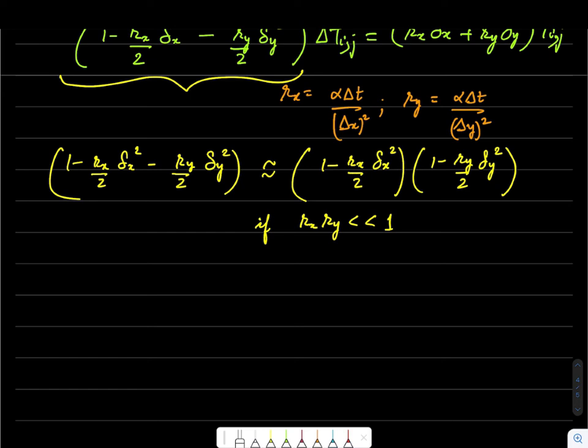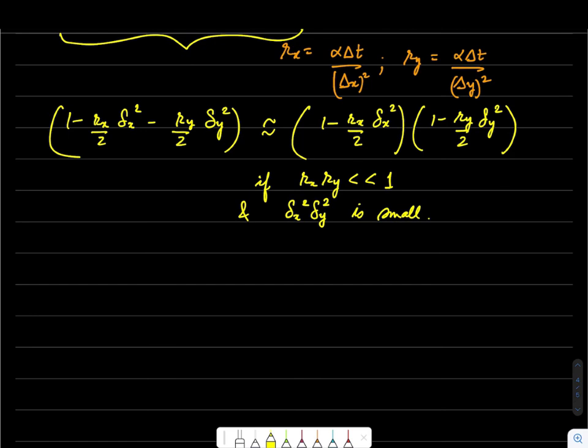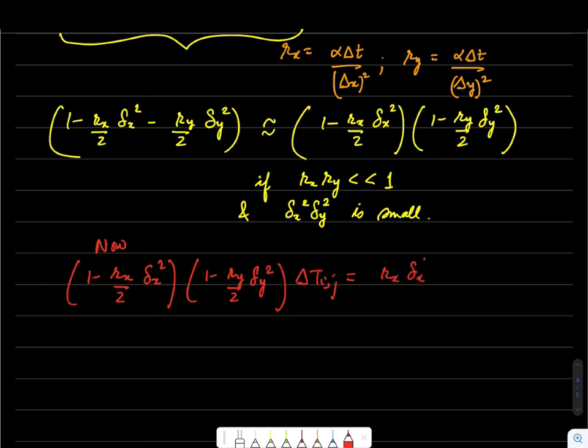Okay, so this is small and del x square del y square is small. So if this is small, then this becomes reasonable, and now I can write the final form of my equation that I have to solve, which would be 1 minus rx by 2 del x square, 1 minus ry by 2 del y square, delta Tij is rx del x square plus ry del y square, Tij at n.